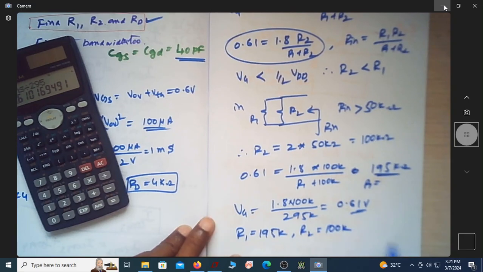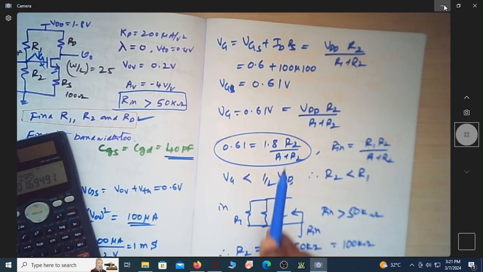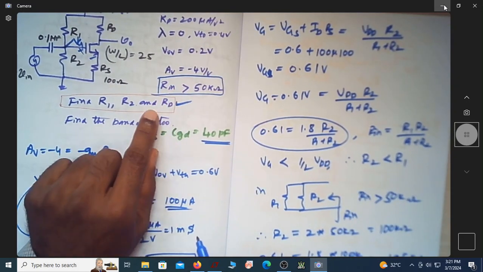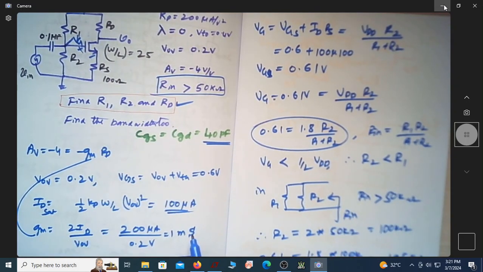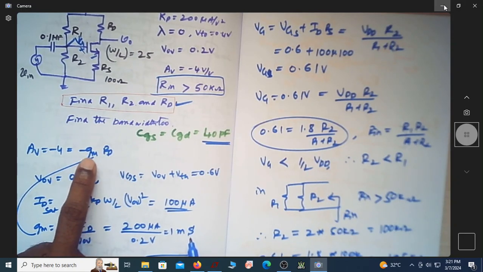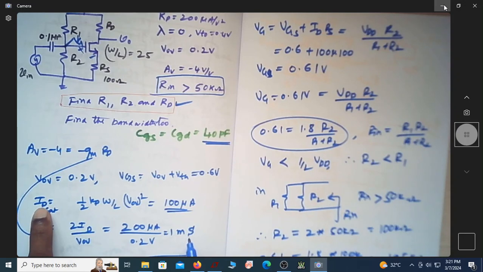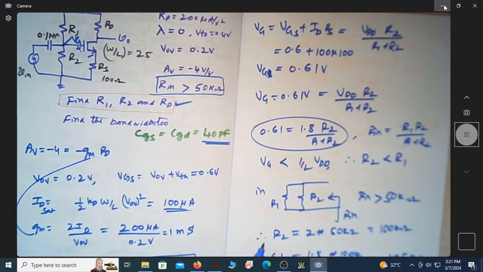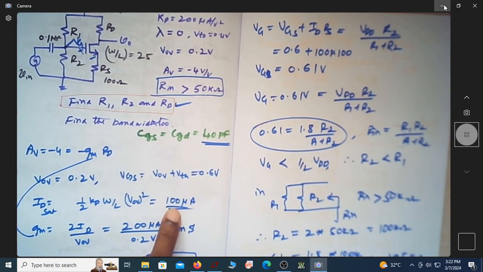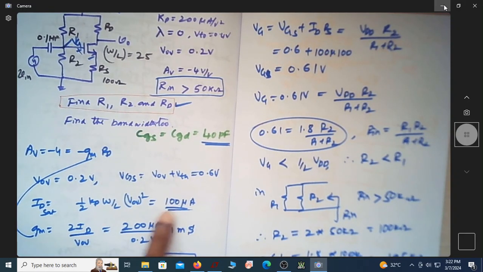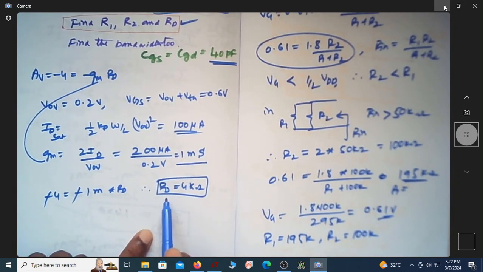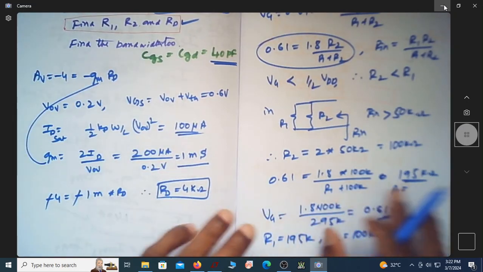Let me just redo it again. We started with finding the value of RD. To find the value of RD, since gm is also unknown, we first found the value of gm, for which I need to know the value of ID. ID we can find out because we have been given the overdrive voltage. It comes out to be 100 microampere. Substituting those, you get the value of gm. Once gm is known, you can estimate RD for a given gain of 4.